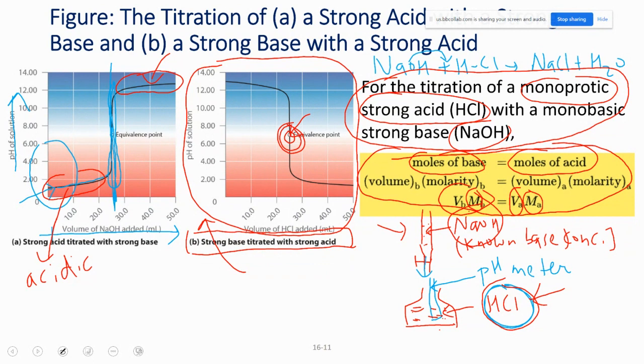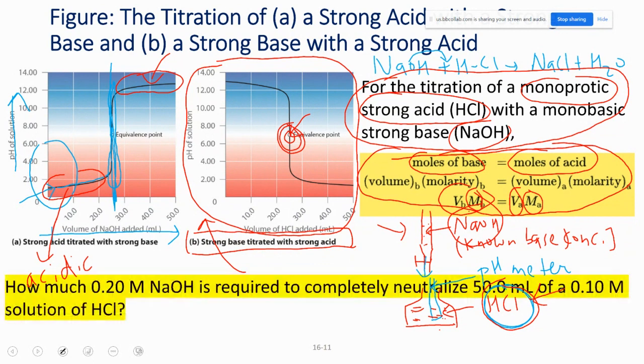Now let's try to use that formula to answer this question. It's asking me how much 0.20 molar NaOH is required to completely neutralize 50 ml of 0.10 molar solution of HCl, right? So look at my formula. It says MBVB equals MAVA. It's asking me how much volume of NaOH, so I do not know my volume of base. But do I know my molarity of base, MB? Why not? Because they have given me 0.20 molar. That must equal the volume of the acid, and it's told me that I neutralized 50 ml of the acid, and the concentration of the acid, MA, is 0.10 molar.